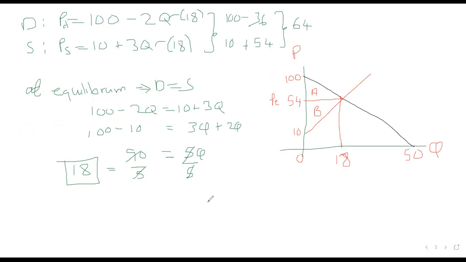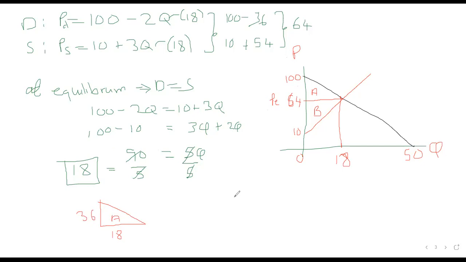Now we're able to reason together. So the area A looks like this. What is the base from here to here? 18. What is the height from here to here? This was 64. So here we get what? 36.